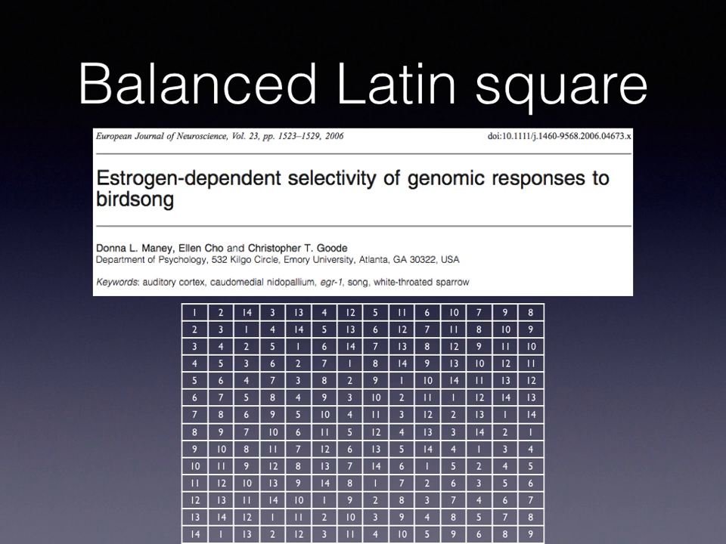Add 1 to each one of those columns to get the next row, and so on, and so on, and so on. And that's how we came up with 14 different orders of 14 different conditions in a perfectly balanced Latin square.